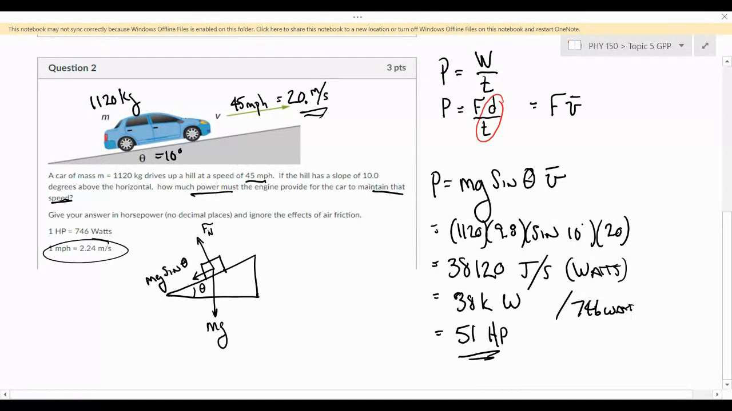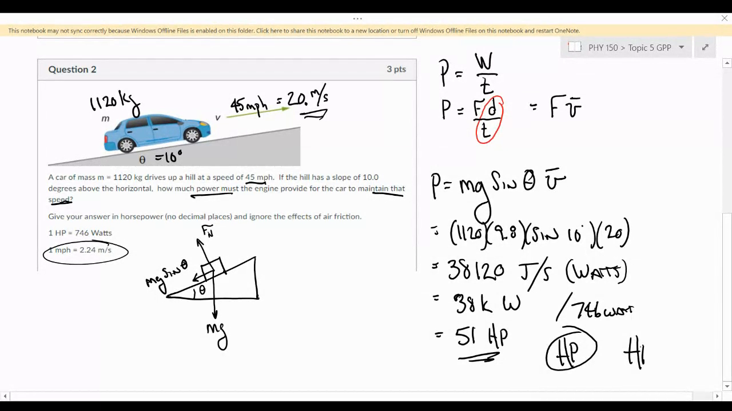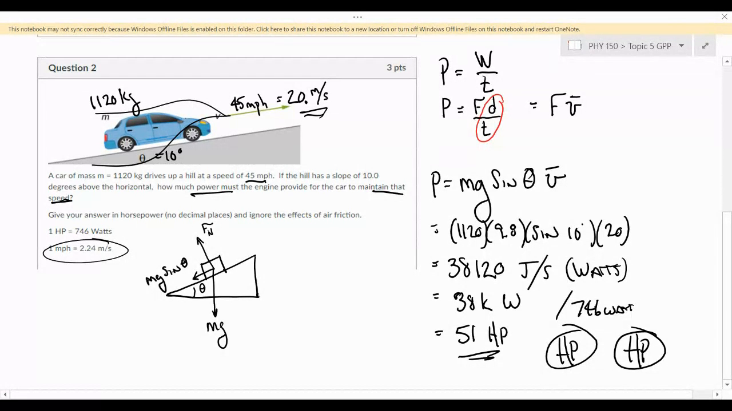If you are familiar with cars, most cars have way more than 51 horsepower. Remember, this is just to get it going up the hill. We'd need additional horsepower to speed up if we needed to pass a car. And we'd need even more horsepower, obviously, to get around the wind. We're not including air friction in this problem. Ignore the effects of air friction, which, by the way, are substantial. And again, the faster you go, the more air friction there is.